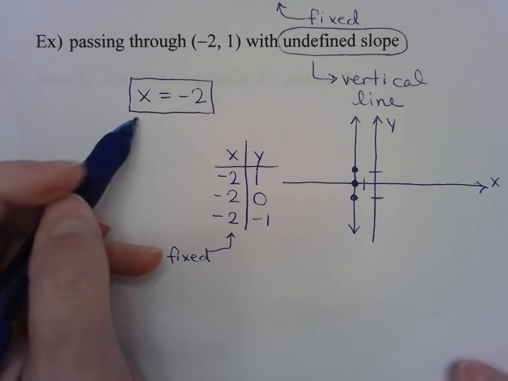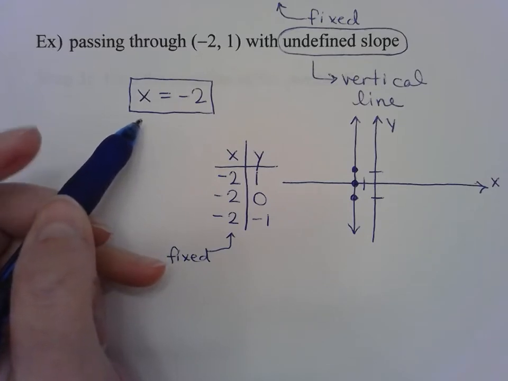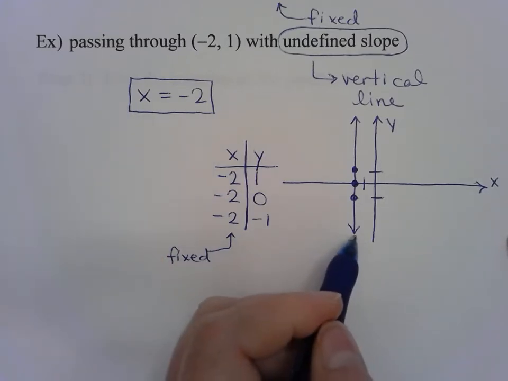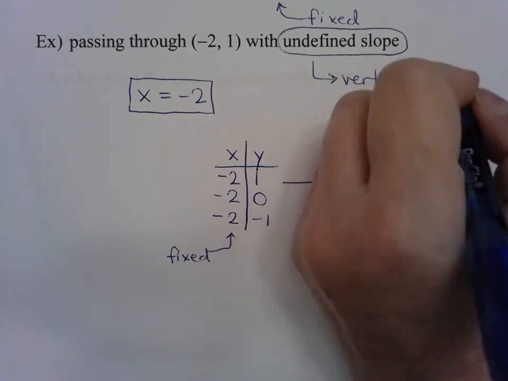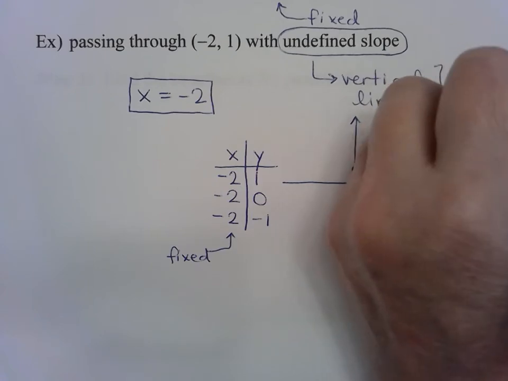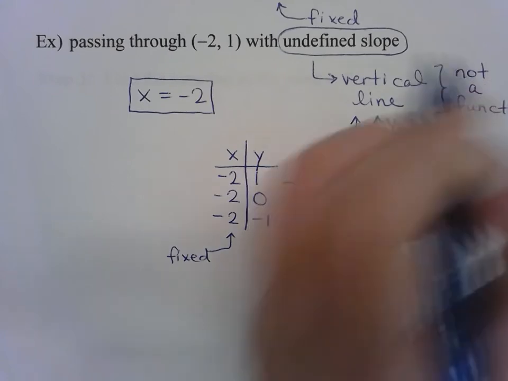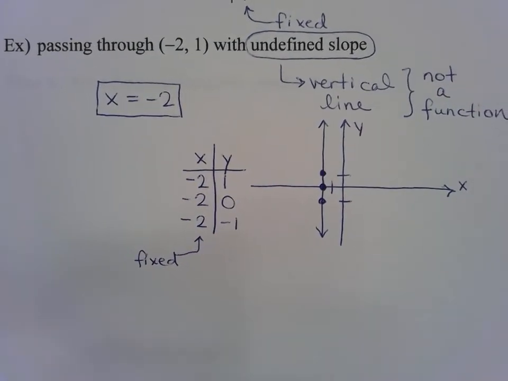This one does not fit in with the formats that we've looked at, the slope intercept or the point slope. And the main reason for that is because this line does not pass the vertical line test. So this is not a function. And so the equation has to be written a little bit differently because of that.